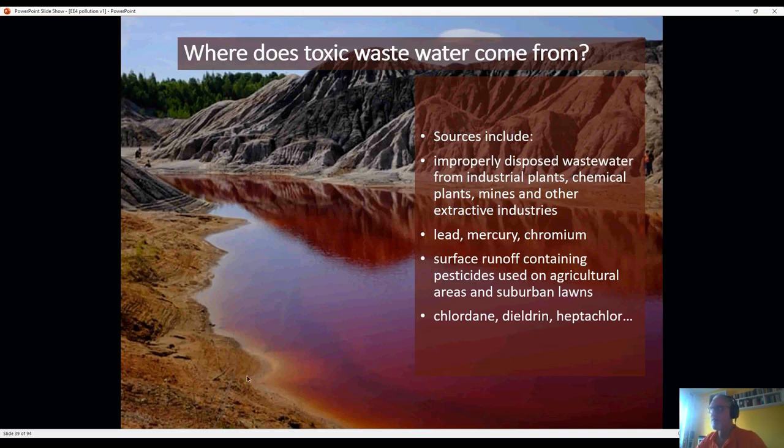You also have things like surface runoff now, pesticides. So it's not just pesticides that farmers are using, but also pesticides that we may use to control things in our gardens. So lots of different directions where this waste can come from.